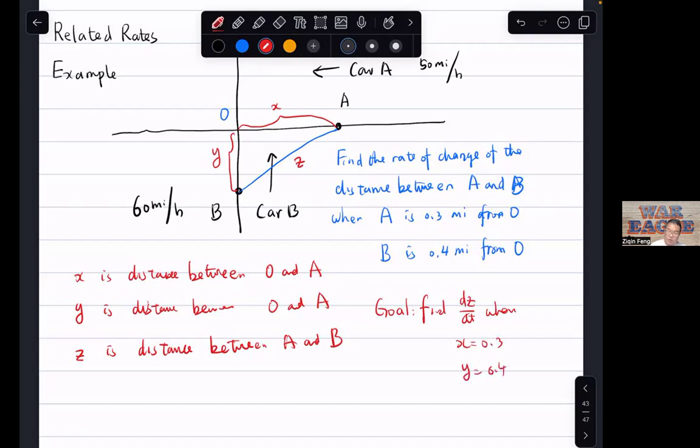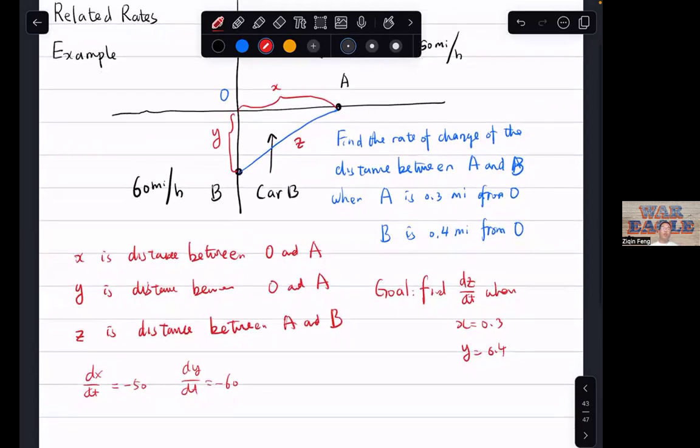And we also know that dx over dt, because x is getting smaller and smaller, the rate of change should be negative. So this is negative 50, and dy over dt is negative 60, miles per hour. Okay, so that's all the information we are given. We are looking for dz over dt.